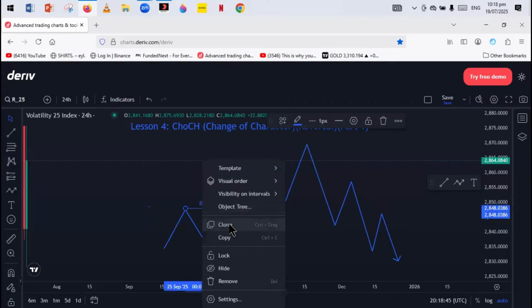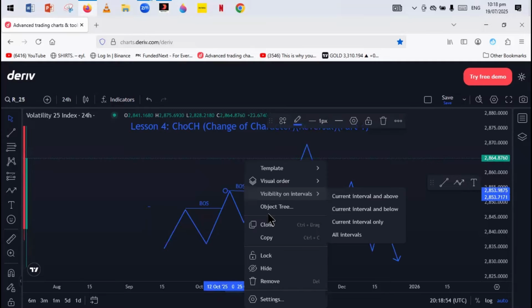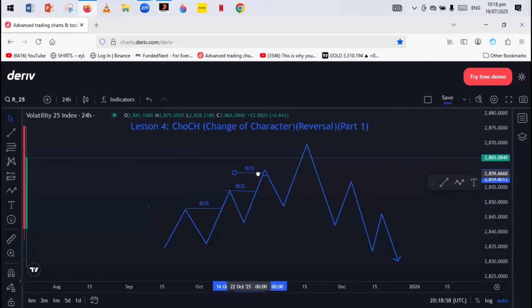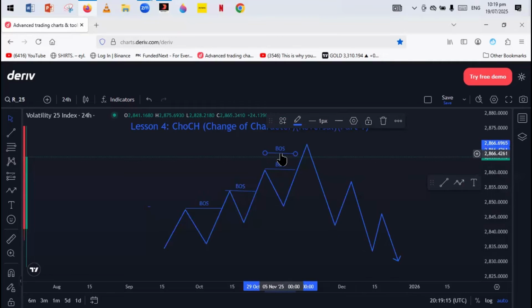Let me clone that. So that is an indication that price is breaking structures to the upside. We are in an uptrend. So that is to indicate an uptrend. Now the moment price breaks this higher low, that is an indication that price is now reversing. That is how you can tell.